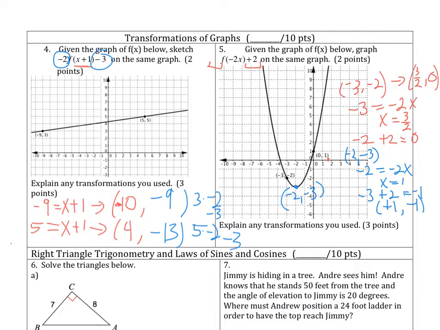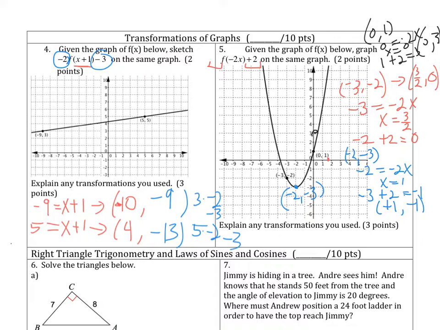And finally, we've got a third point, 0, 1. I'll do the x first. 0 is equal to -2x. That means that x equals 0. And we'll look at the y. The y is going to be 1 plus 2, which is 3. So 0, 3 would be that point.